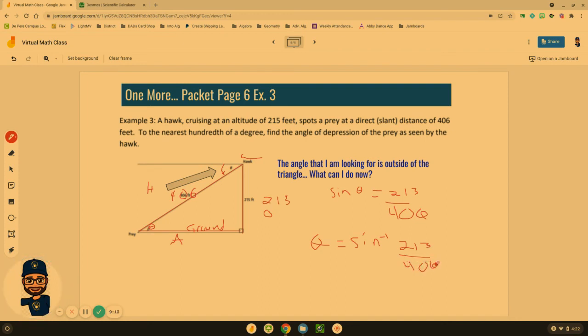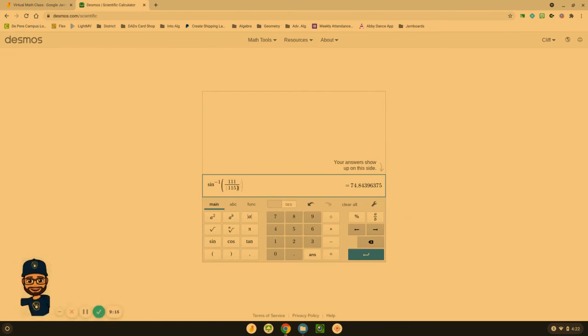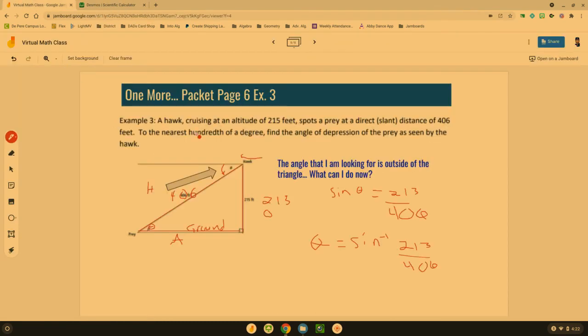So I'm going to go back to Desmos and punch in 213 over 406, and to the nearest hundredth we get 31.64. So theta, or the angle of depression, would be 31.64 degrees. That hawk is looking down 31.64 degrees at its prey. So just be careful with the angle of depression and where it's located in that certain triangle.